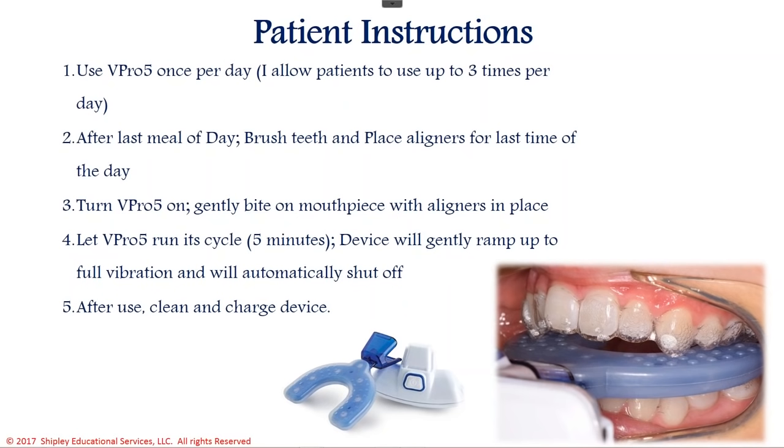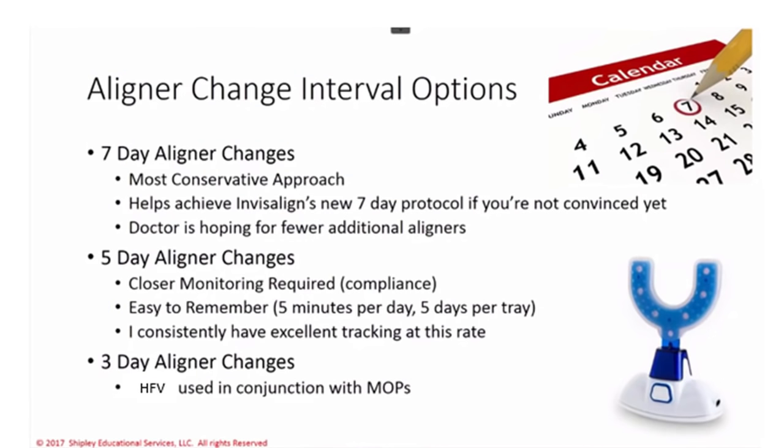After they're done, they clean it and they charge the device, and it's ready for the next use, and the aligner is fully seated. So how often do we have the patients change their aligners? Well, one approach would be to have the patient change their aligners every 7 days. Now, the new Invisalign protocol is to, even without any acceleration or aligner seating, go ahead and give 7-day aligner changes a chance. There's a lot of doctors out there that aren't quite comfortable with that.